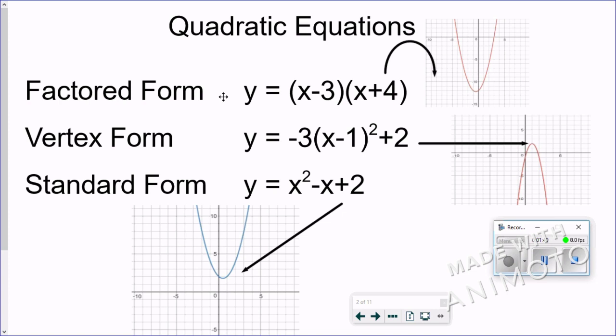End behavior is how the graph starts and ends, leading from left to right. So in this case, this parabola has up end behavior because it starts up and ends up. This parabola has down end behavior because it starts down and ends down. This parabola is up because it starts up, ends up. And I will address end behavior with more.